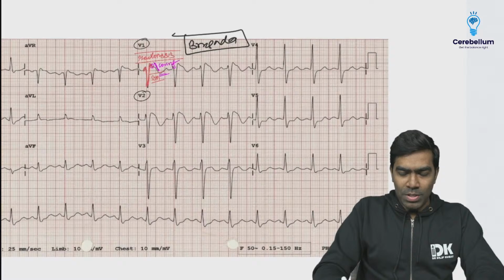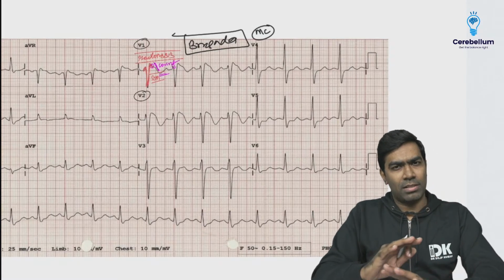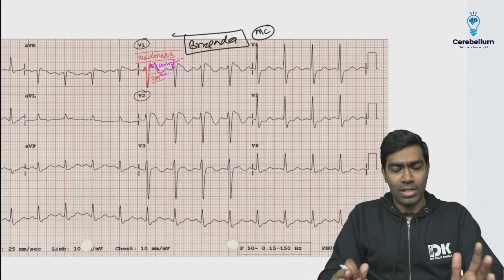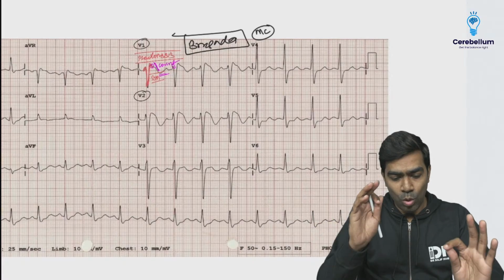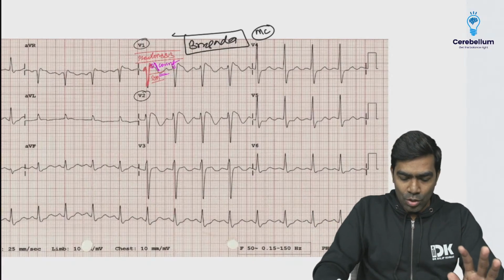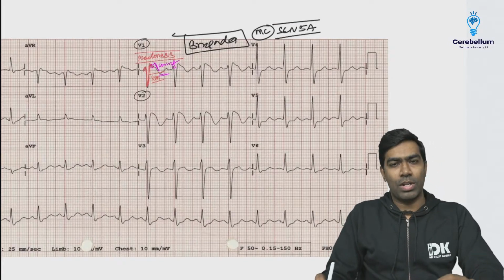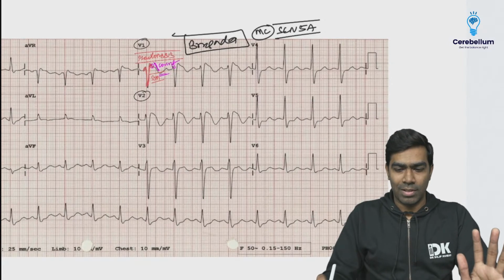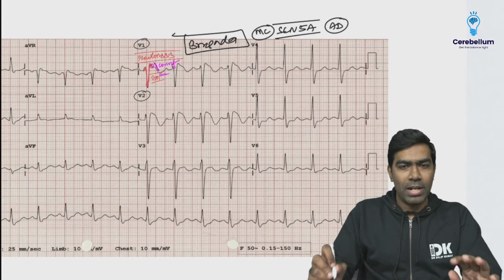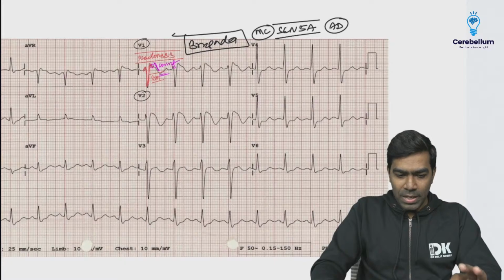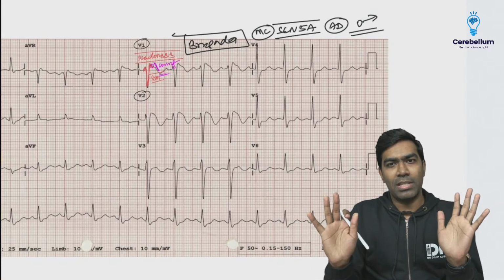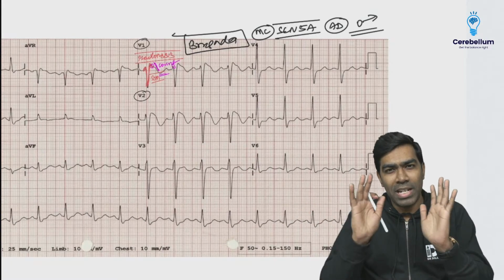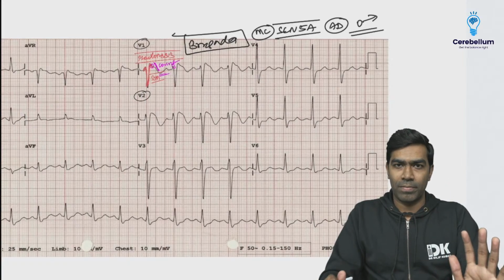Brugada syndrome can occur due to multiple gene mutations, but most commonly it is due to SCN5A gene mutation. It is autosomal dominant in inheritance. And it typically affects males. For some reason, it affects males predominantly compared to females.